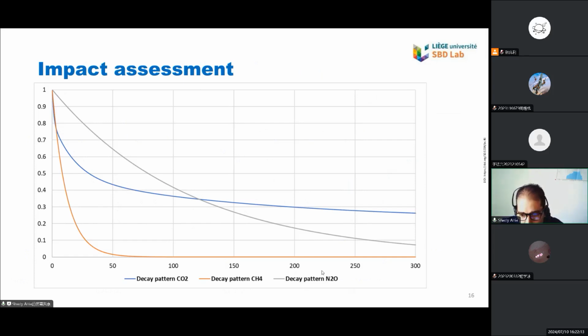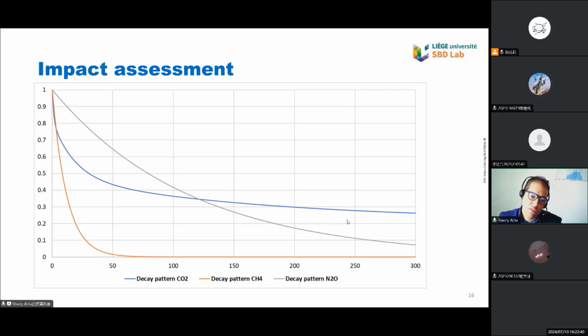And then when we look at nitrous oxide, it decays a bit faster than carbon dioxide, but still not so fast, because after 50 years, we still have 65% of this gas present. And then after 300 years, we might have 10% of the gas.